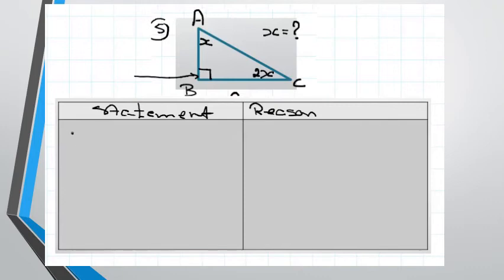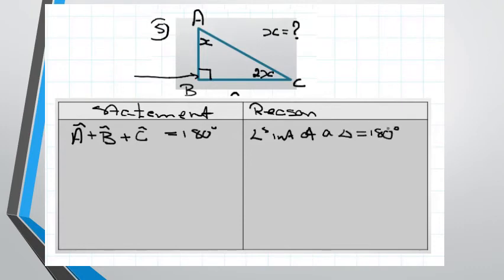So I'm going to start with the statement. Angle A plus angle B plus angle C equals 180 degrees. Once again, the sum of the interior angles of a triangle equals 180 degrees. Therefore, if I substitute angle A to be x plus angle B, remember that symbol refers to 90 degrees, right angle triangle, plus angle C, namely 2x, equals 180 degrees.